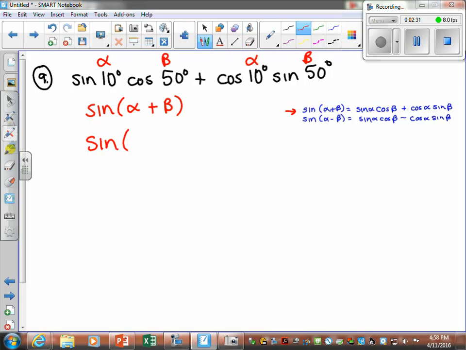So sine is going to be 10 degrees plus 50 degrees. Simplify that, we get sine of 60 degrees. Go to your unit circle. The sine at 60 degrees is going to be the square root of 3 over 2.